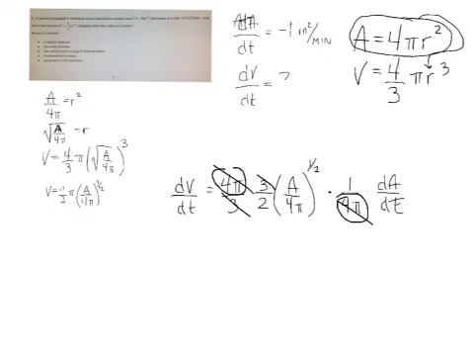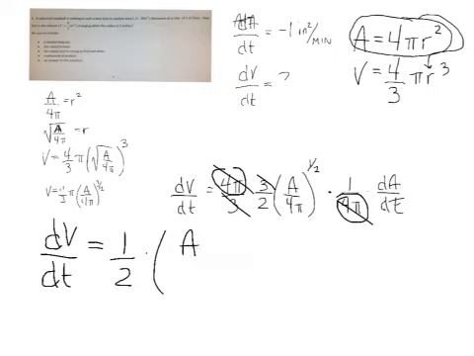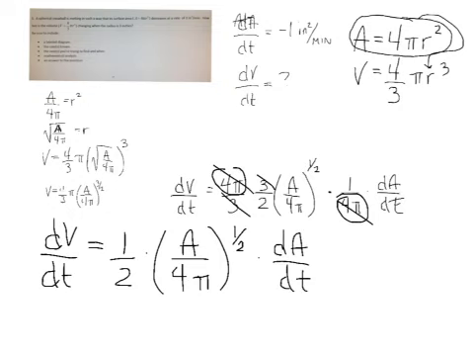So dV/dt then, I'll write it over here, dV/dt is going to be 1/2 times A over 4 pi to the 1/2 times dA/dt. Now, up in the original problem, it wants to know the rate of change of volume with respect to time when the radius is 3 inches. You'll notice in our equation, we don't have any more references to radius. So, here's the side work we're going to have to do.